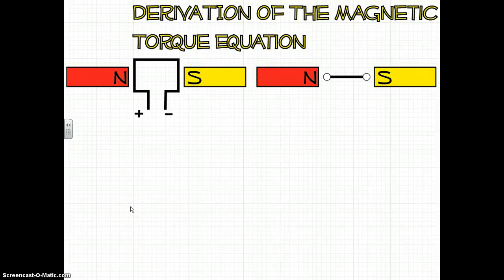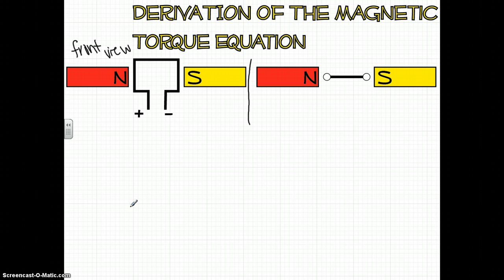In this lesson, Gianna and I are going to try to show you how to derive the magnetic torque equation. To explain what we're looking at, we actually have two pictures here, and these two pictures are going to help us derive the equation. In the left-hand picture, we are looking at a coil of wire that would be placed on a rotating object that is placed in between a magnetic field.